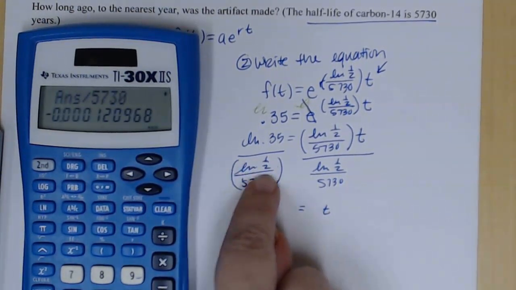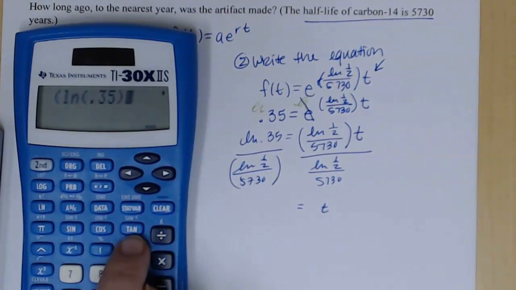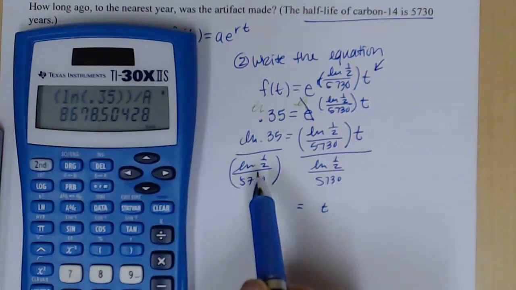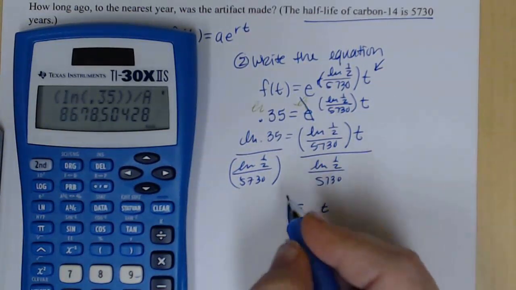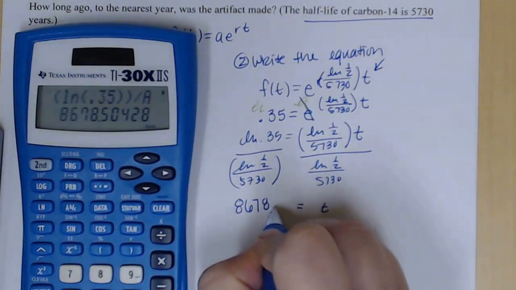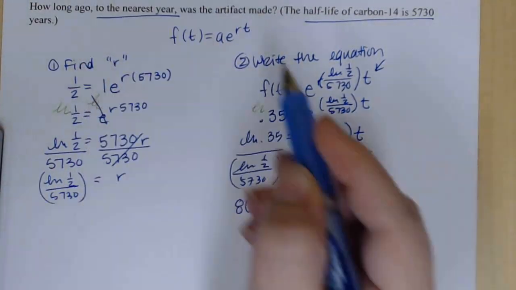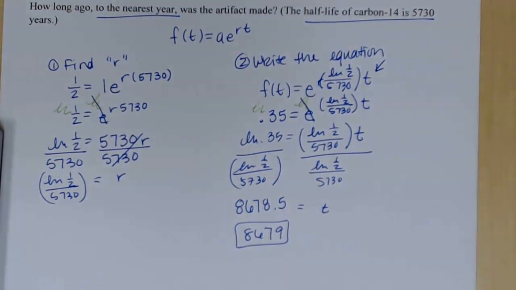So that's this number right here. And then I'm going to do parentheses ln of 0.35, divide it by that answer I just got, and hit enter. You can see it was already going off the page just typing in answers, so you can imagine the confusion or details that would have to be there if I typed all of this in. So this gives me 8678.5, and it said round to the nearest year. So since that's a 5, I'm going to round up. So it means after 8,679 years is how old this artifact is.